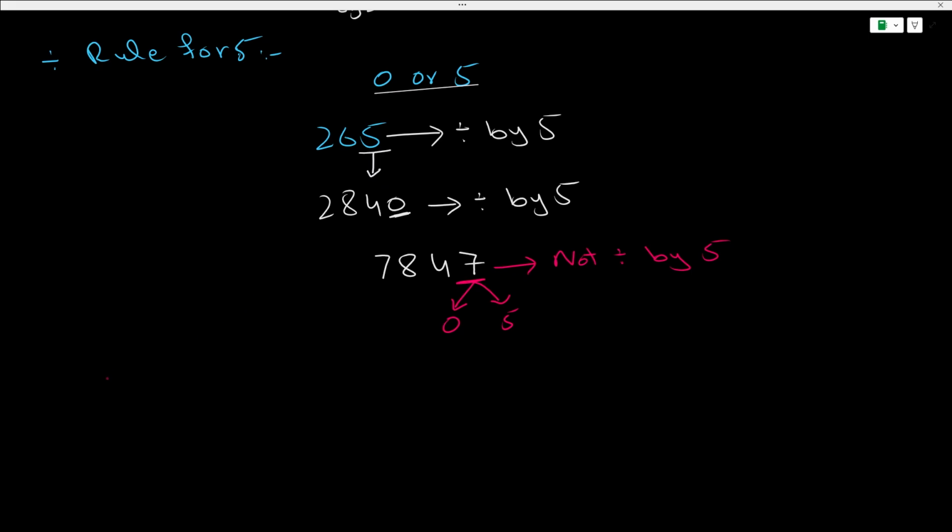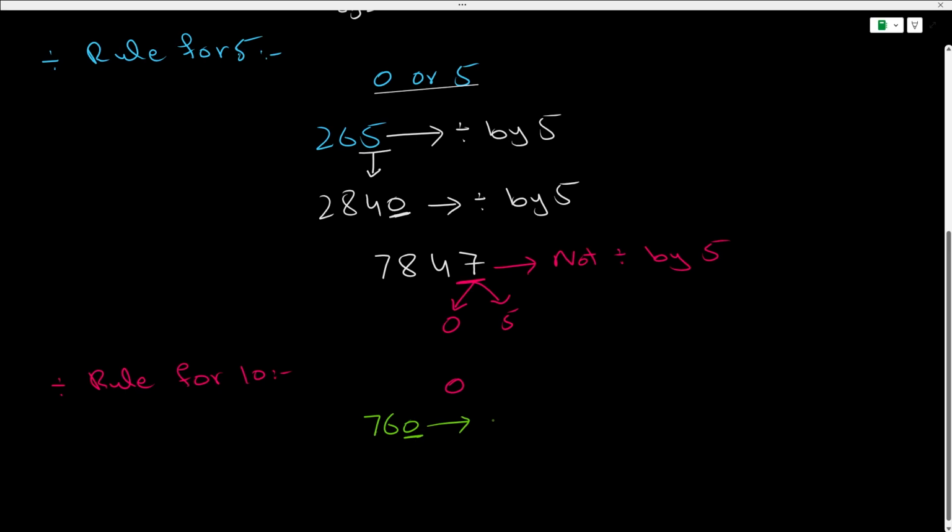Same is the divisibility rule for number 10. To check if the number is divisible by 10 or not, we see the last digit of the number. If the last digit of the number is 0, we say that number is divisible by 10. Let's have some examples, like 760. So the last digit is 0. Then we can say this number is divisible by 10.